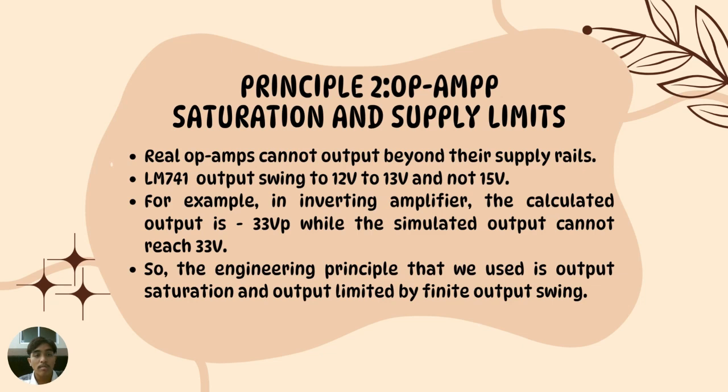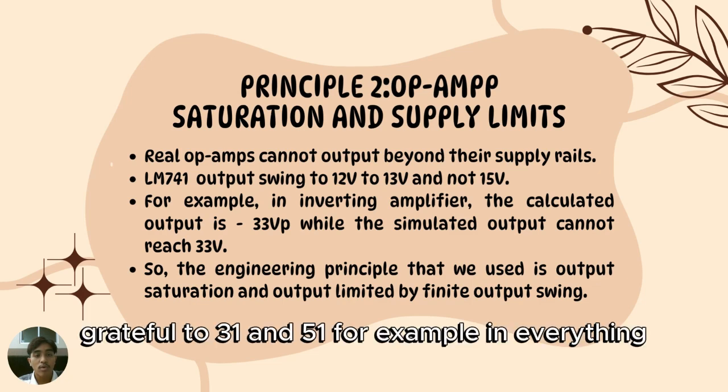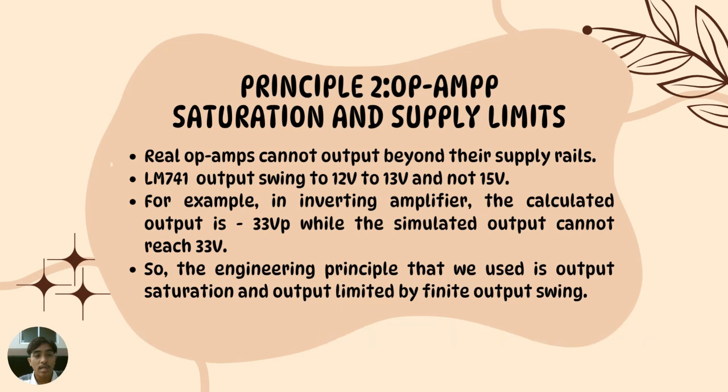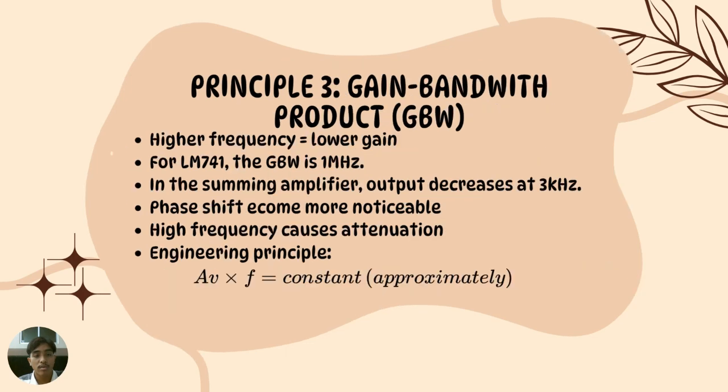Principle 2, op-amp saturation and supply limits. Real op-amps cannot output beyond their supply range. The LM741 output swings to about 12 volt for a 15 volt supply. For example, in the inverting amplifier, the calculated output is 30 volt while the simulated output cannot reach 30 volt. So the engineering principle that we use is output saturation, limited by finite output swing.